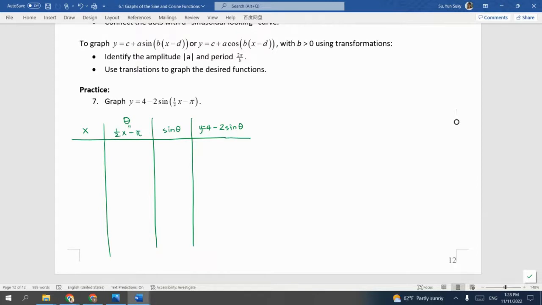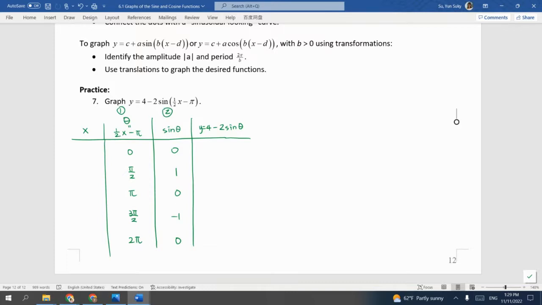Okay, your theta always goes from what? What are the 5 key points for sine? You start with 0, pi over 2, pi, 3 pi over 2, and 2 pi. How about your sine values? 0, 1, 0, minus 1, and 0. Yes, so this is the first step, this is the second step. What's the third step?